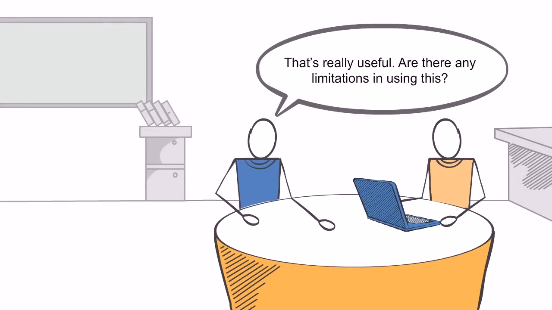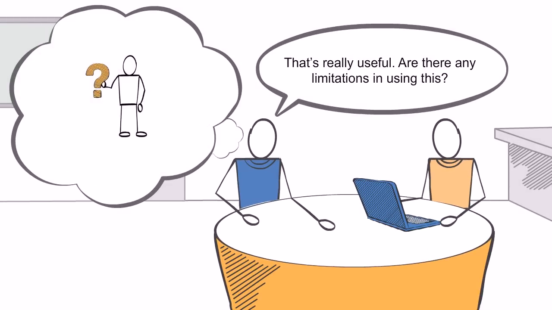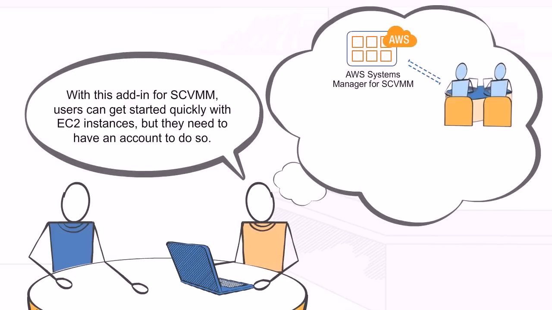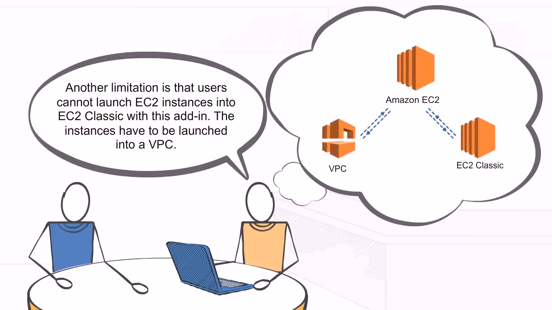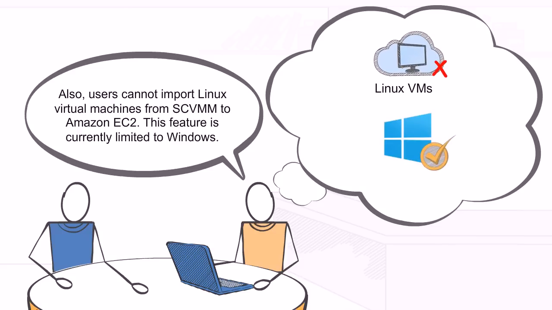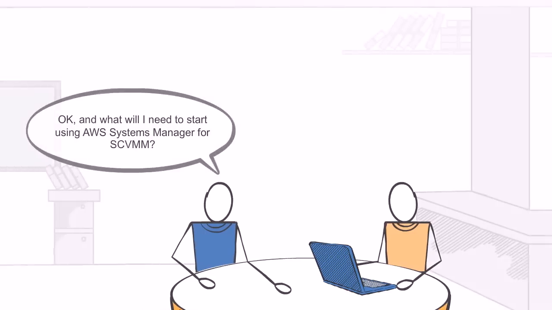That's really useful. Are there any limitations in using this? With this add-in for SCVMM, users can get started quickly with EC2 instances, but they need to have an account to do so. Another limitation is that users cannot launch EC2 instances into EC2 Classic with this add-in. The instances have to be launched into a VPC. Also, users cannot import Linux virtual machines from SCVMM to Amazon EC2. This feature is currently limited to Windows.